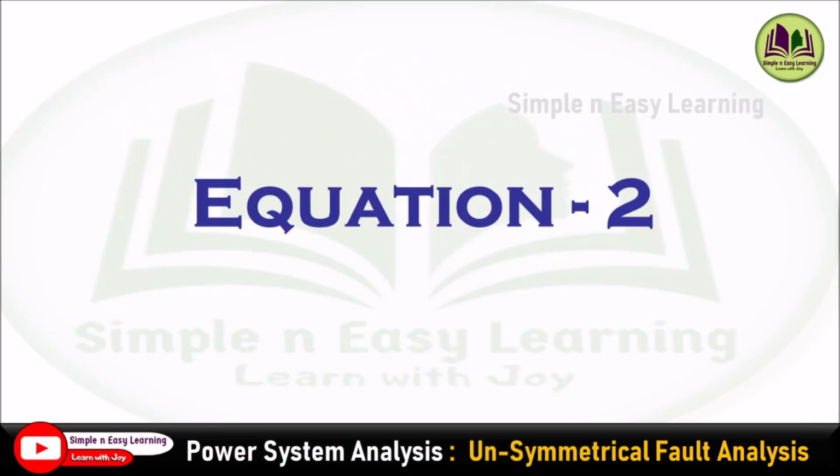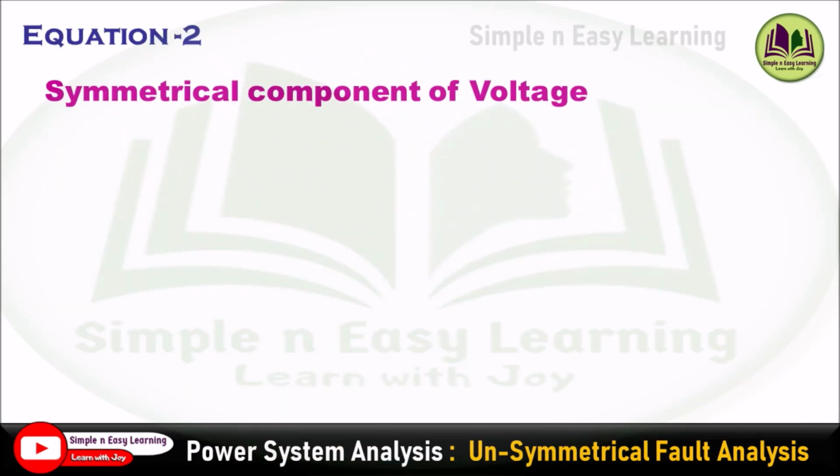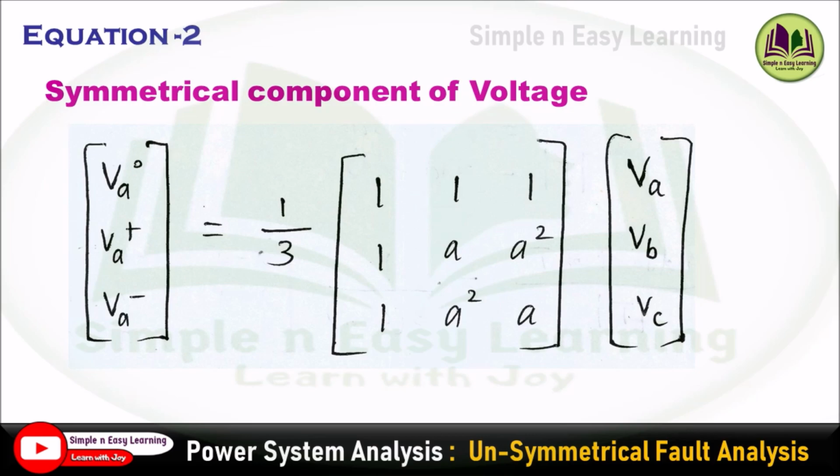Equation 2, symmetrical component of voltage. Similar to current, here the expression will be VA0, VA+, VA-, that will be equal to the T inverse matrix, that is 1/3 into this matrix, into the phase voltages VA, VB and VC.